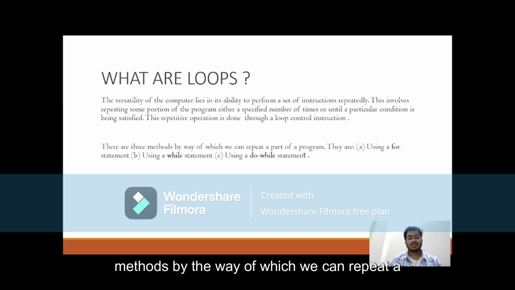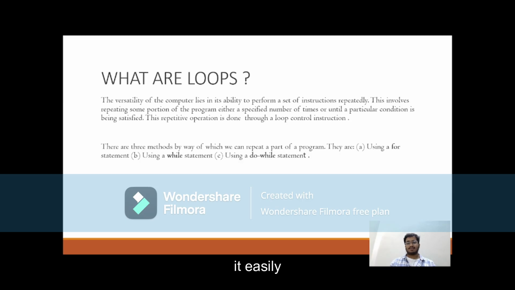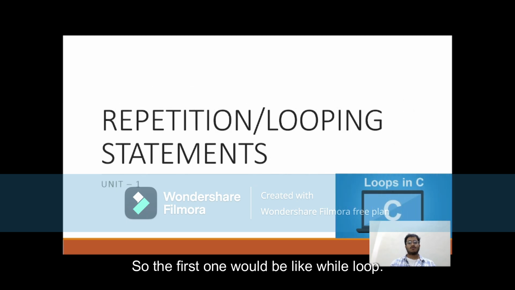There are three methods by way of which we can repeat a program. They are using a for statement, using a while statement, and using a do while statement. I have just completed the definition of loops. If you didn't get it, I will go through these three methods and you can understand it easily: for loop, while, and do while. So the first one is the while loop.